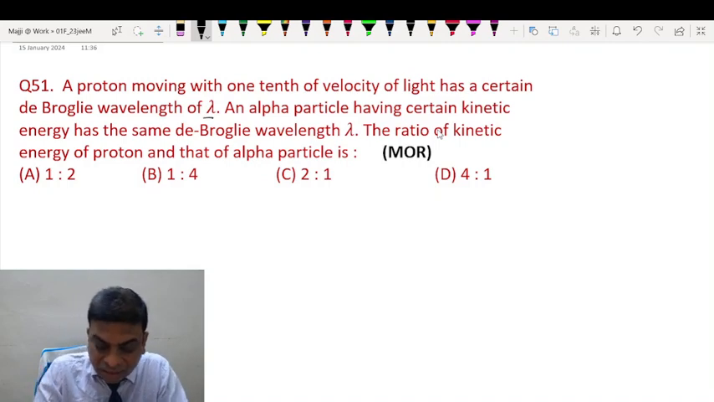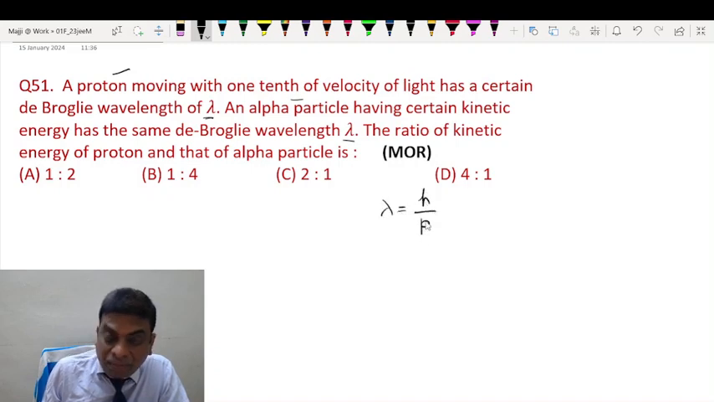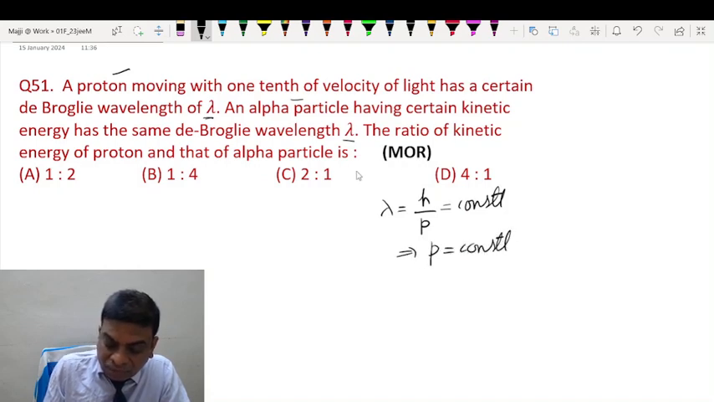Now students, it is clearly given that the proton as well as the alpha particle both have the same de Broglie wavelength. And we all know the de Broglie wavelength is given by h by p, where h is the Planck's constant and p is the momentum. So if lambda is same for both, that implies p is same for both. And now we have to find the ratio of kinetic energies.